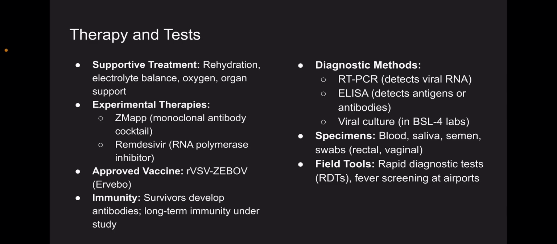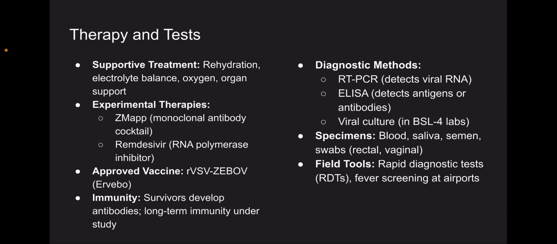On the prevention side, there's now an approved vaccine, also known as Ervebo. This vaccine is administered to people at high risk, such as healthcare workers or close contacts of confirmed Ebola cases, and has proven effective in reducing transmission. Survivors of Ebola generally develop antibodies, but how long that immunity lasts is still being researched.